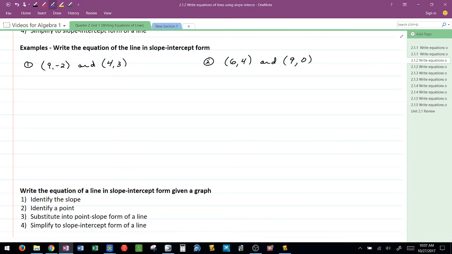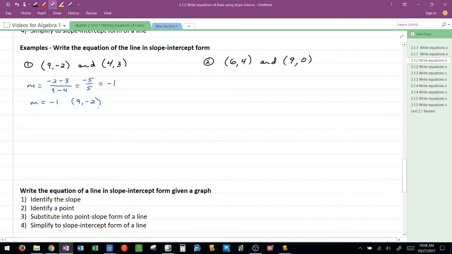The first thing I got to do is find the slope. Change in y over change in x. Negative 2 minus 3 over 9 minus 4 leaves me with negative 5 over 5, which is a slope of negative 1. So I have a slope of negative 1, and I like to always pick that first point, 9, negative 2.